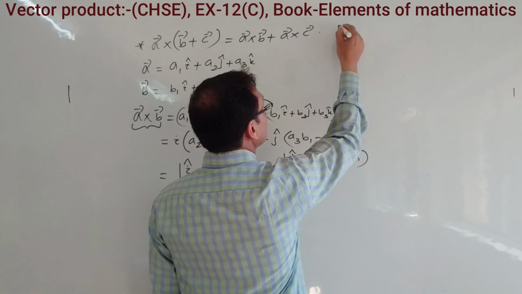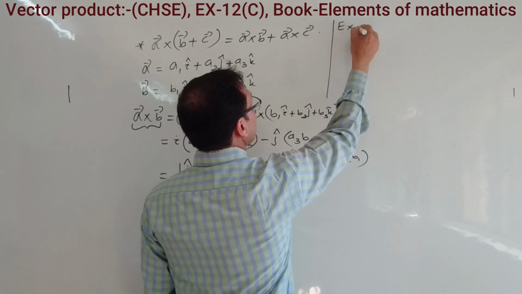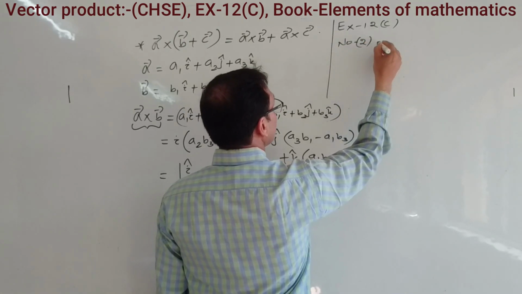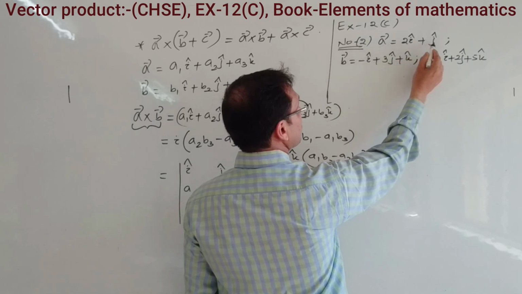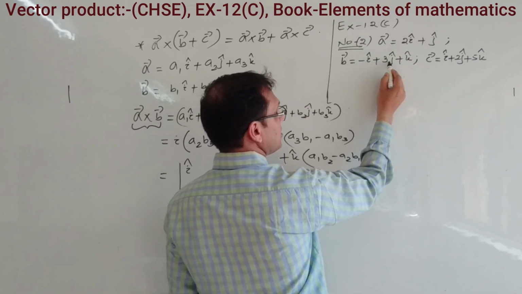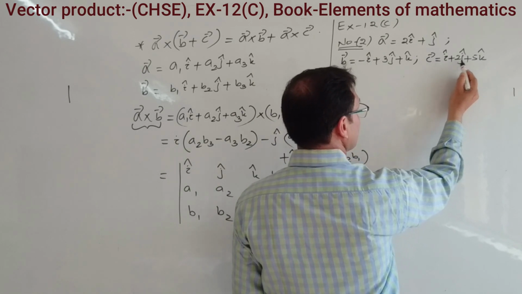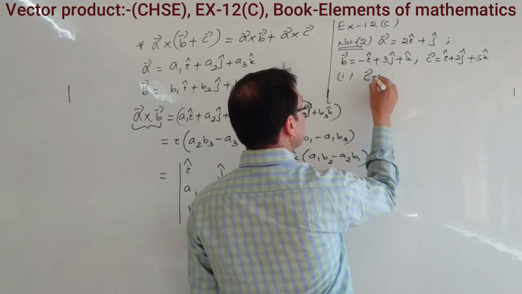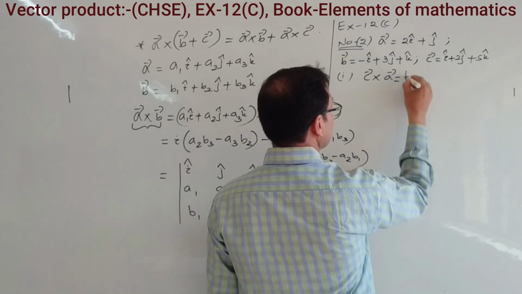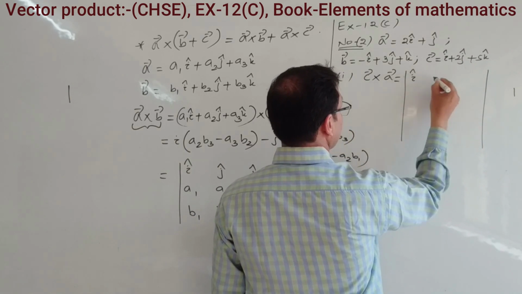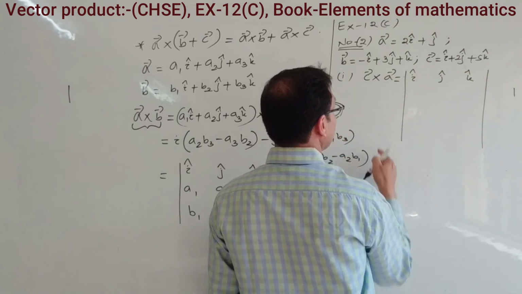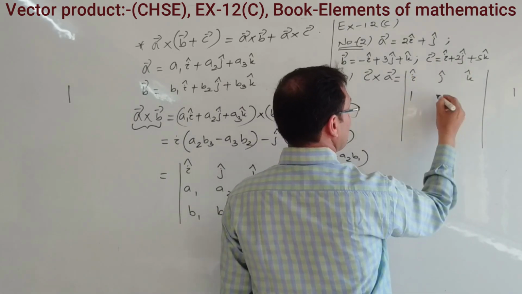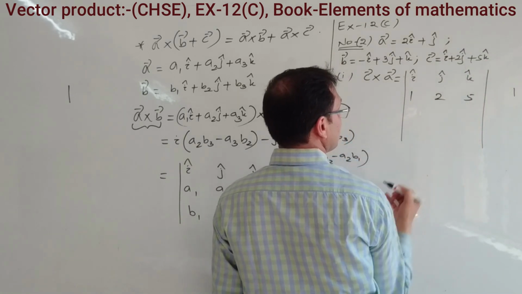So now I will take some questions. Exercise 12C number 2. The a vector is given as 2 i cap plus j cap, the b vector is given as minus i cap plus 3 j cap plus k cap, and the c vector is given as i cap plus 2 j cap plus 5 k cap. Suppose you have to find c cross a. That means this can be written as i cap, j cap, k cap. First, the components of the c vector: the i-th component is 1, the j-th component is 2, and the k-th component is 5.